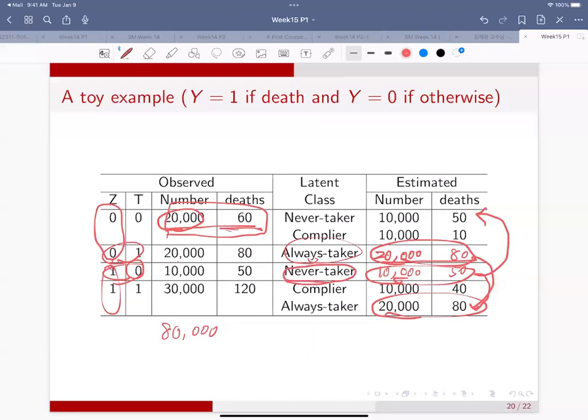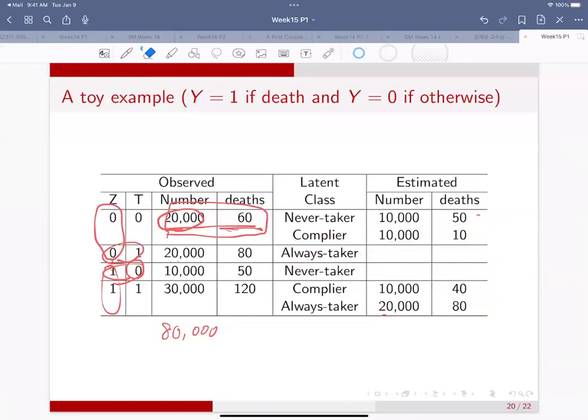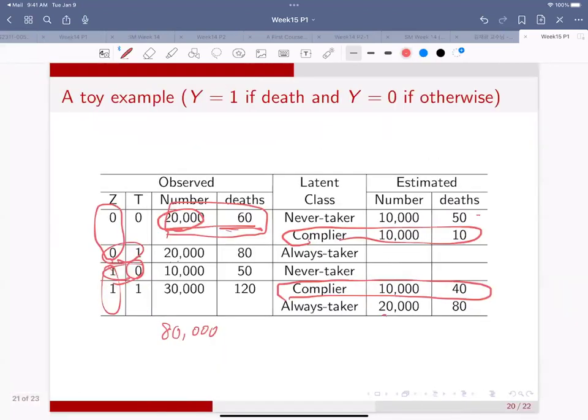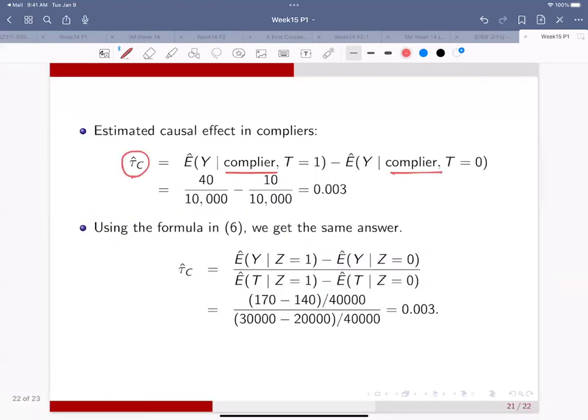So this never taker information can be used here, and then always taker can be used here to get the proportion of compliers. And once you do that, then you can get tau. Yeah, this is what you have at the end of the day. We are interested in estimating tau. So among the complier group, we want to compute the treatment effect.